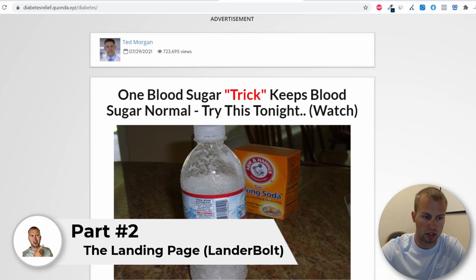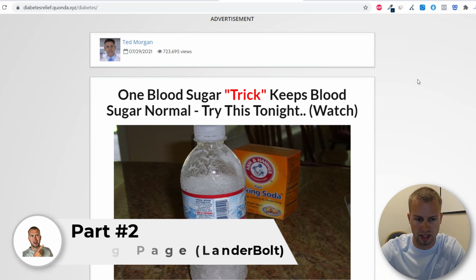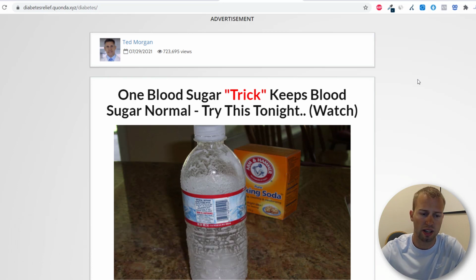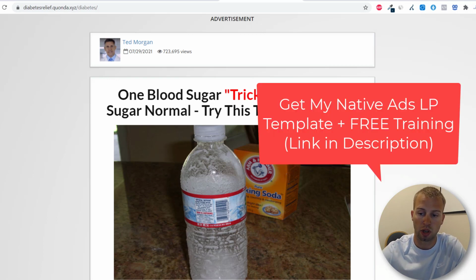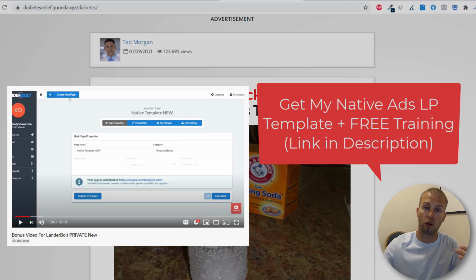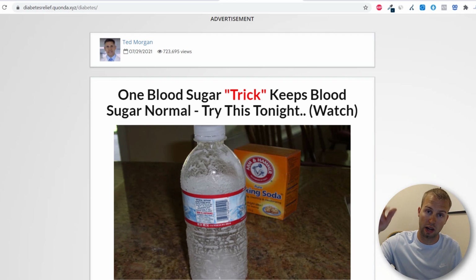My landing page that I'm using is diabetesrelief.quanda.xyz/diabetes. If I were actually running this campaign, I would get a legit domain name, and I built this with Landerbolt. In the description below I'll give you an option to download my native ads template plus additional training absolutely free, and you'll get a template like this.